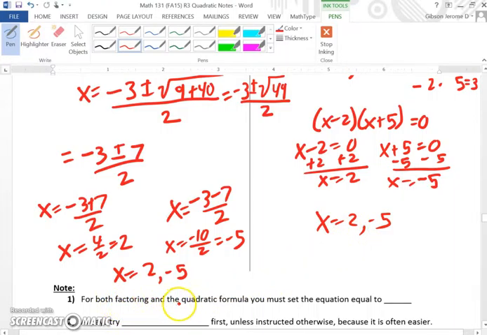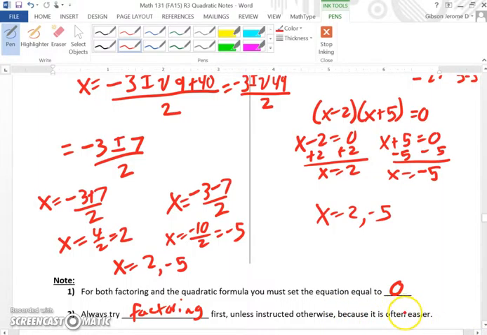Now, it says for both factoring and the quadratic formula, you must set the equation equal to 0. And then it says always try factoring first, unless instructed otherwise, because it is often easier. Okay, now one other thing, going back up here to these answers, you should actually put or. So x is 2 or negative 5.